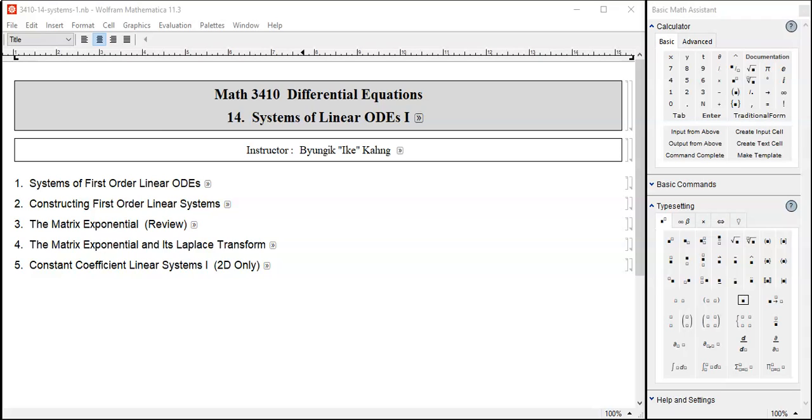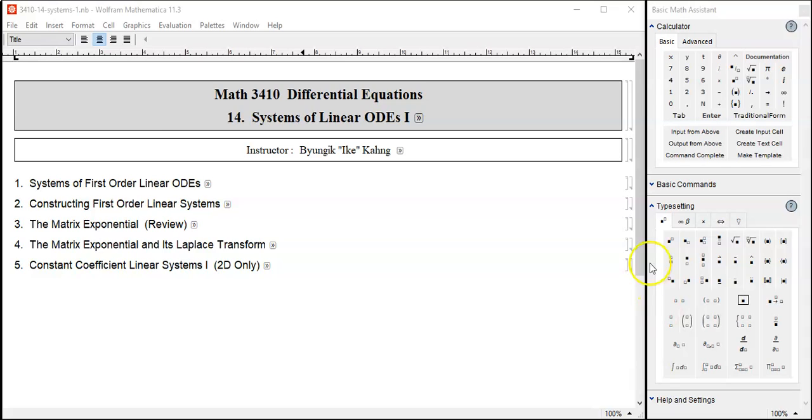Hello students, the final topic of this course is the systems of linear ODEs. It corresponds to chapter 9 of our textbook, and we are going to cover it through two lessons, lessons 14 and 15. Lesson 14 is the essential part.